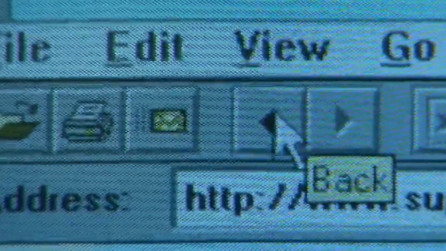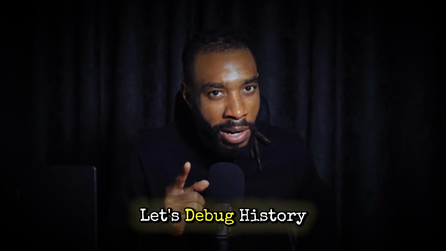And why did a young engineer named Claude Shannon figure out a way to use electrical circuits to represent human thoughts? Today, we're looking at the idea that made computers possible. Let's debug history.